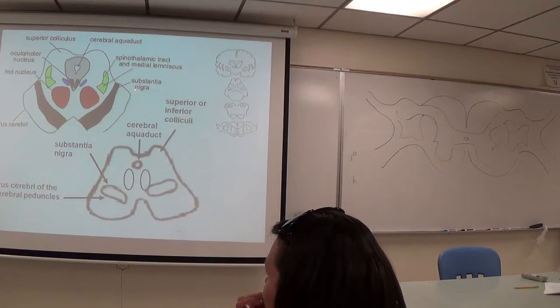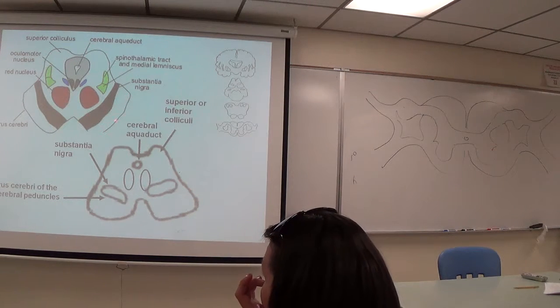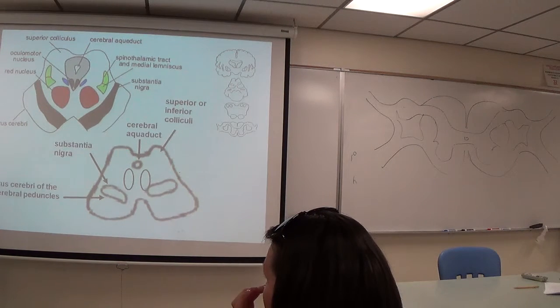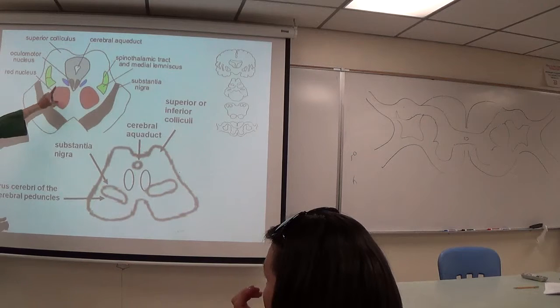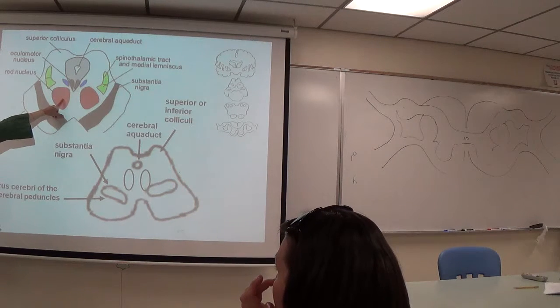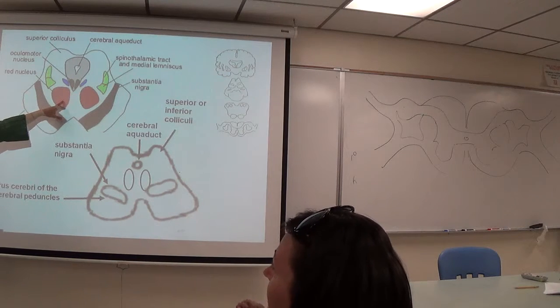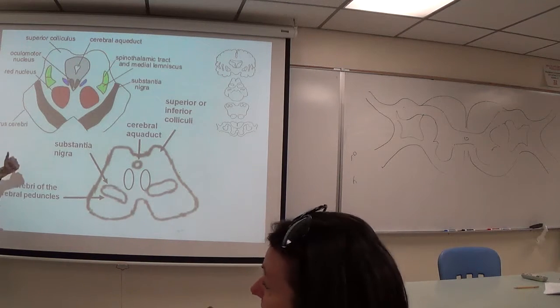So here is, for those of you that were hearing crus cerebri, this region is the crus cerebri. The entire structure is cerebral peduncle, so those terms can be interchangeable. Usually when we're talking about cerebral peduncle, we're talking about the crus cerebri of that. Substantia nigra. Here's the second new term. Red nucleus. Medial lemniscus is the other one.